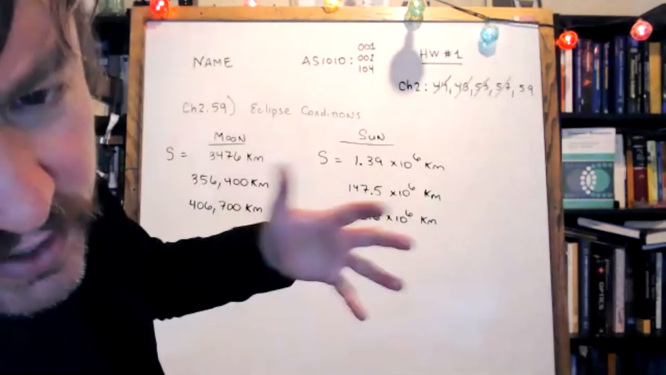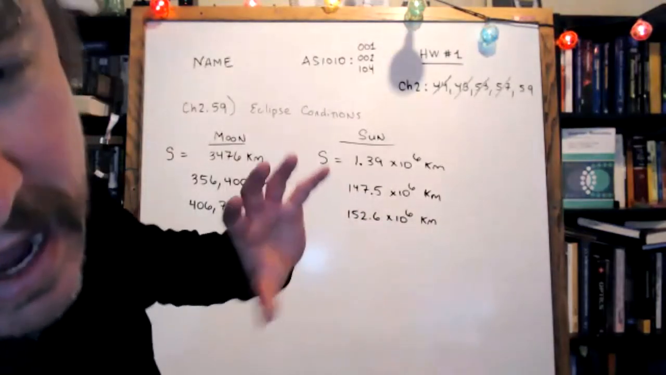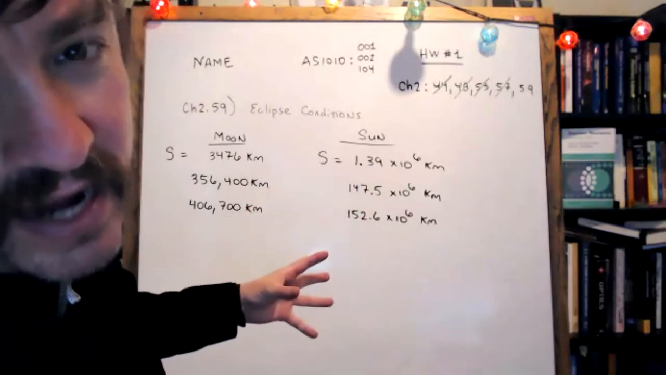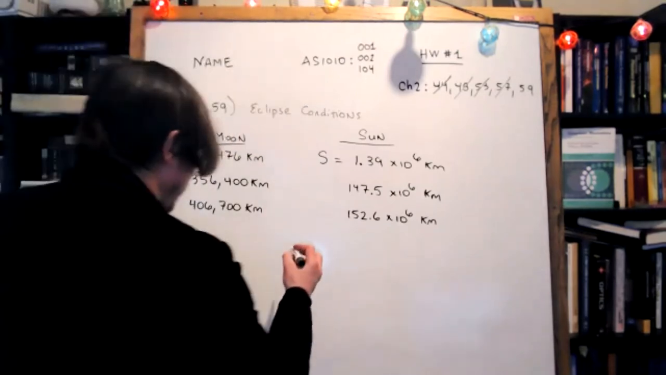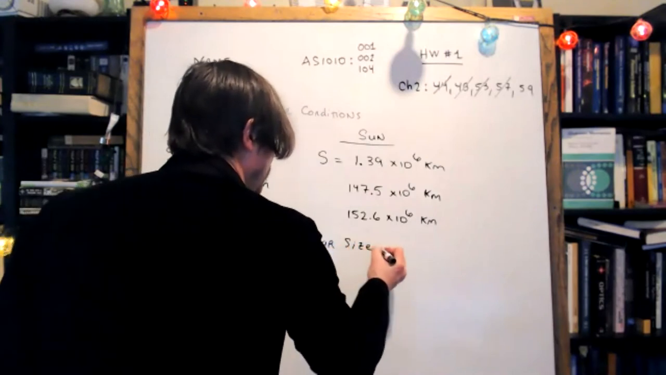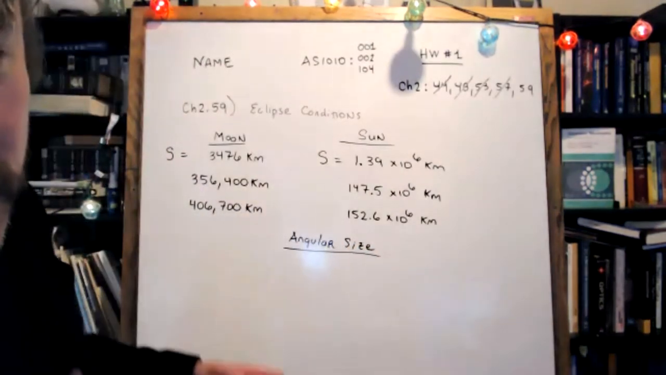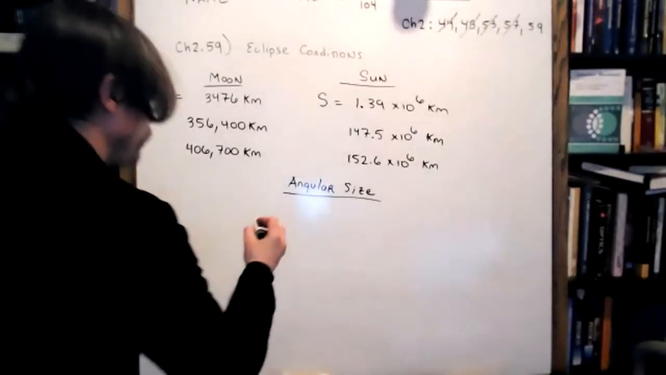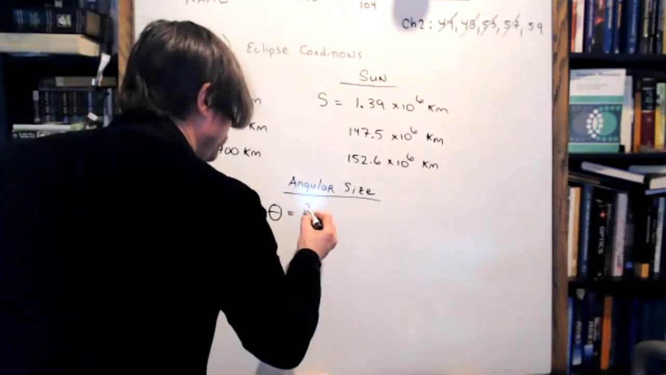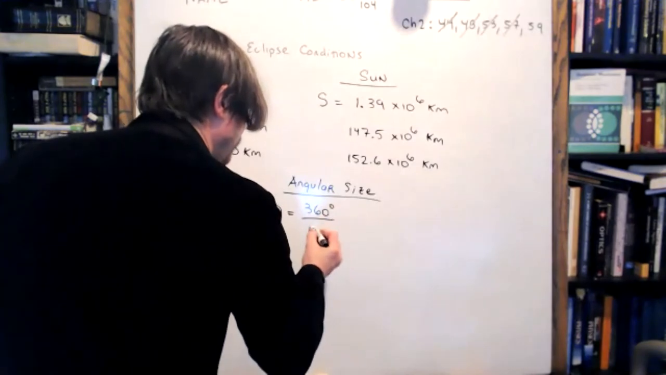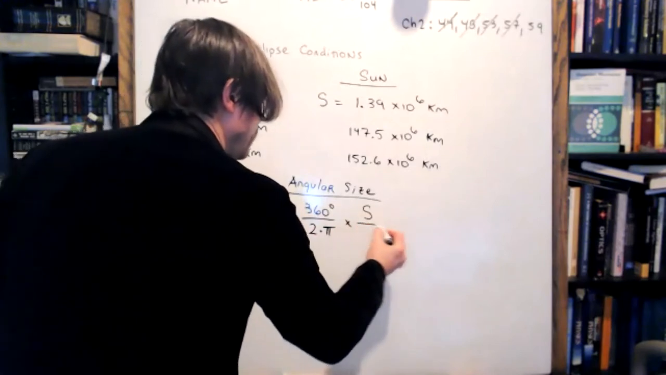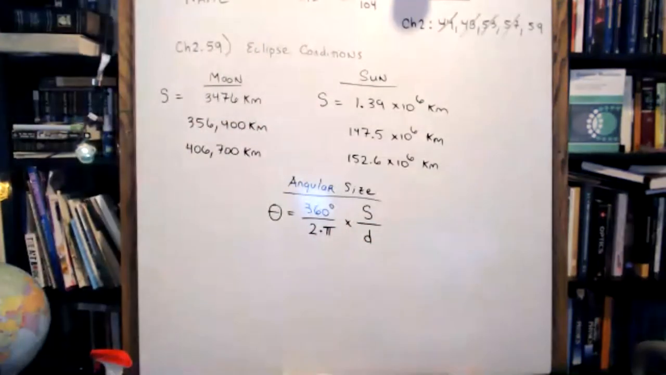Now, if you rearrange the small angle formula and do some algebra, I'm going to skip the algebra part because you probably won't remember it anyway. You end up with this formula for angular size. This is an important formula because I'm going to expect you to use it, both in homeworks and in the exams. The way I like to write it is that the angular size of your object is 360 degrees over 2 times pi, times the size divided by the distance.